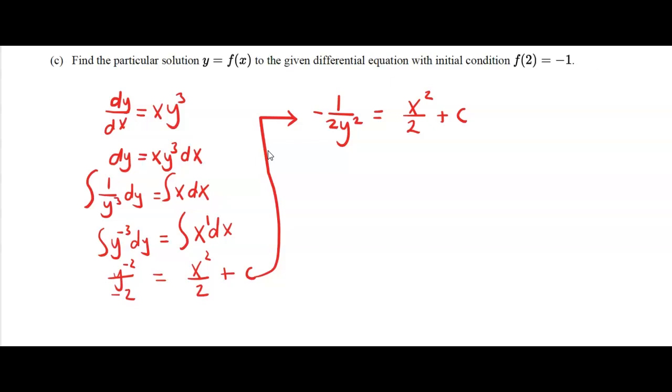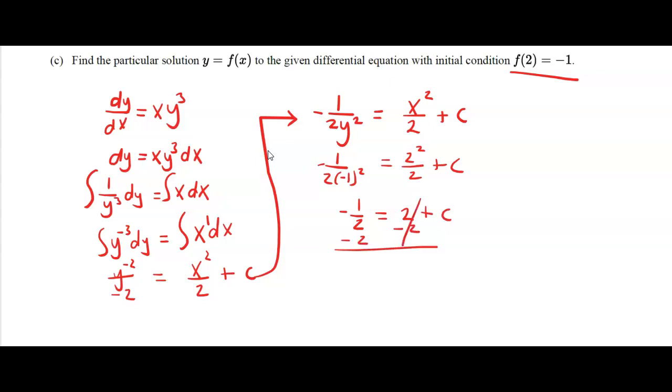Okay, the next step is to plug in your initial condition. So I'm going to be plugging in negative 1 for y and 2 for x. So this thing over here simplifies to be negative 1/2. This one here simplifies to be 2.